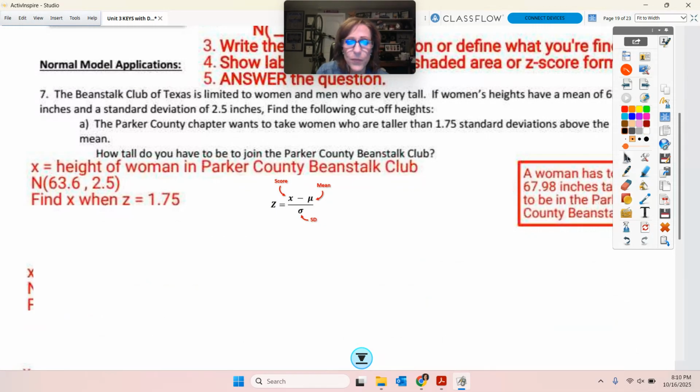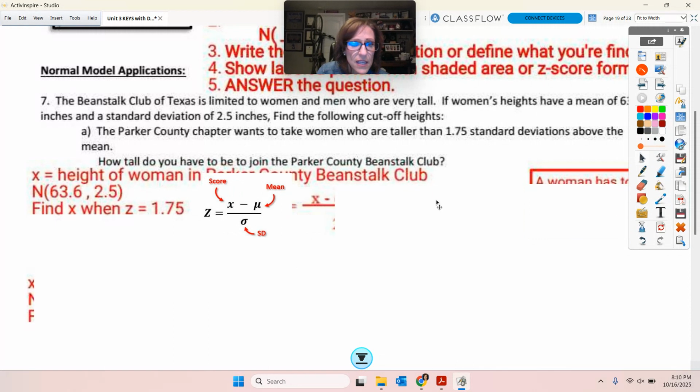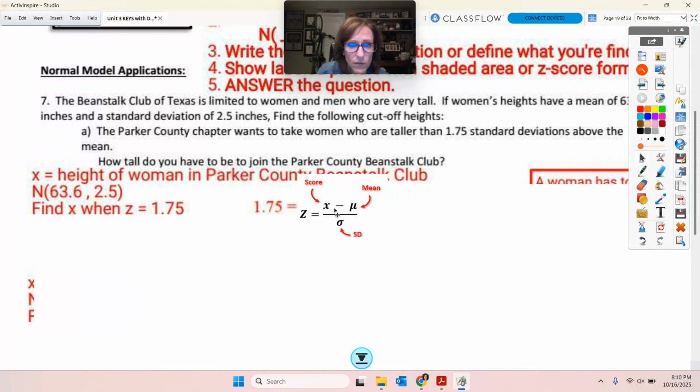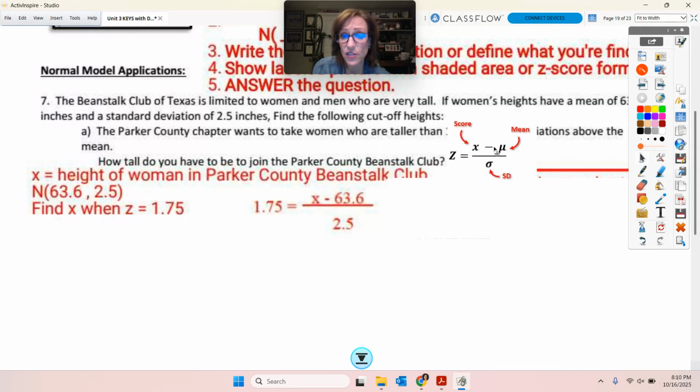And so here I go. So here is my formula that I'm dealing with, and I want to fill in the things that I have from that. My z-score is 1.75. Okay, so there's my z-score of 1.75. My x is what I'm going to find. And then there's the mean and there's the standard deviation. From here on out, now it is just Algebra 1. Okay, so if your algebra skills are not solid, then this is where you're going to start struggling.